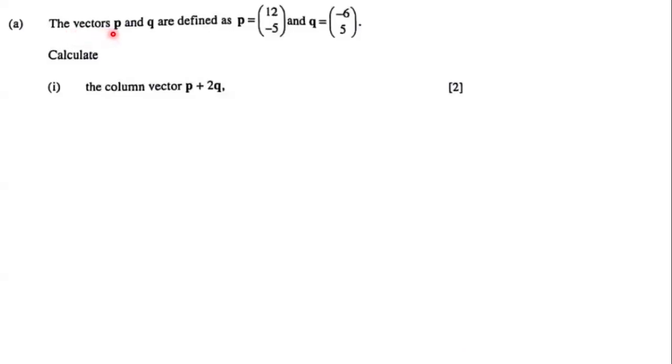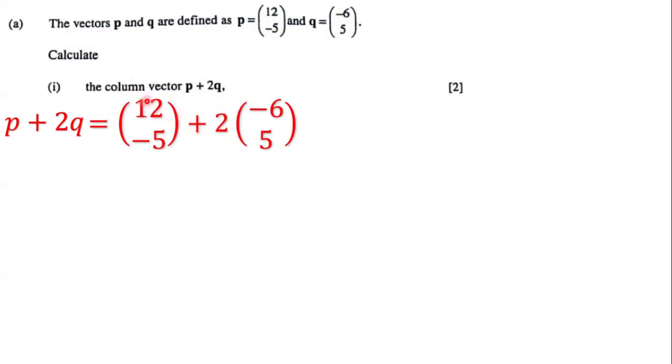The vectors P and Q are defined as P is equal to (12, -5), and Q is equal to (-6, 5). Calculate the column vector P plus 2Q. And so we have P plus 2Q. What is P? Well, P is (12, -5).